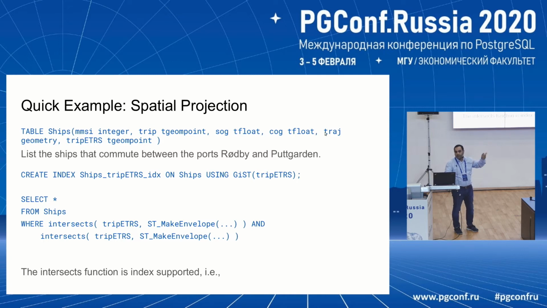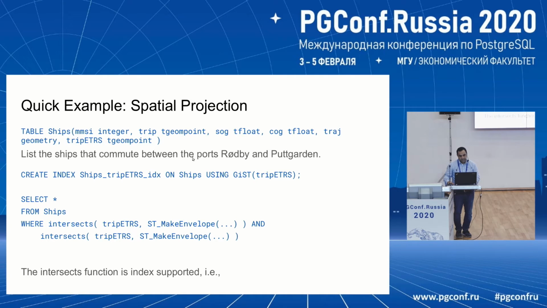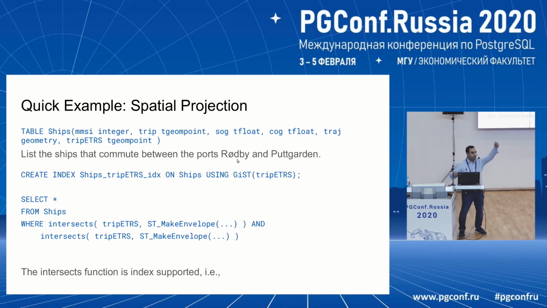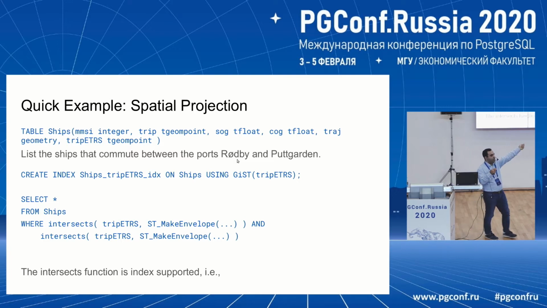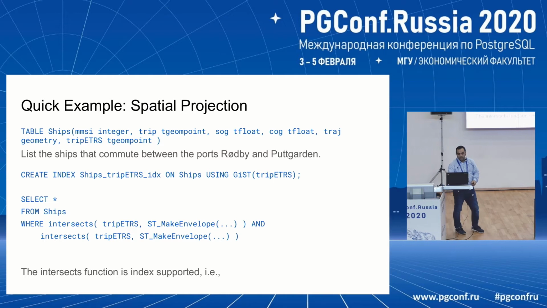And then I pre-calculate a trajectory as a line string and project this ship into another projection system, the ETRS. This fits the area of Denmark. And now the query is about find all ships that commute between these two ports. So these are two ports in Denmark, and there are ferries going between the two ports. We want to find them in the database.